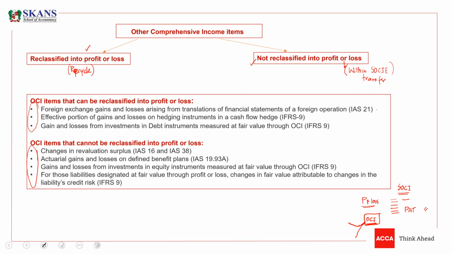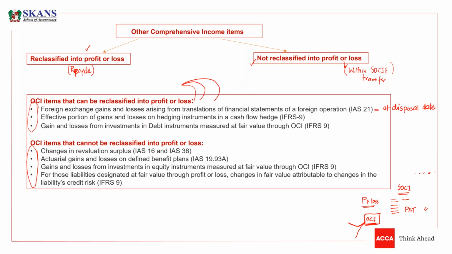When will we do that? Obviously at the disposal date. When a foreign subsidiary is disposed of, at the disposal date you have to recycle all the amount of gain or loss towards P&L. So when they arise, you have to write them in OCI, but at the disposal date, you will recycle.